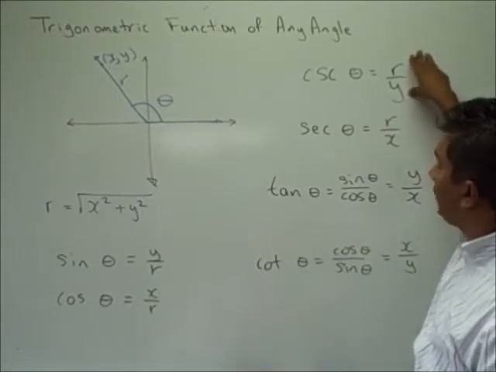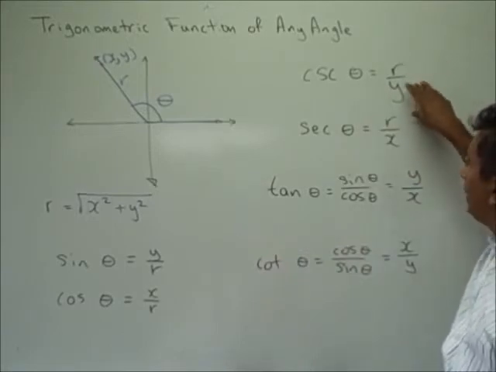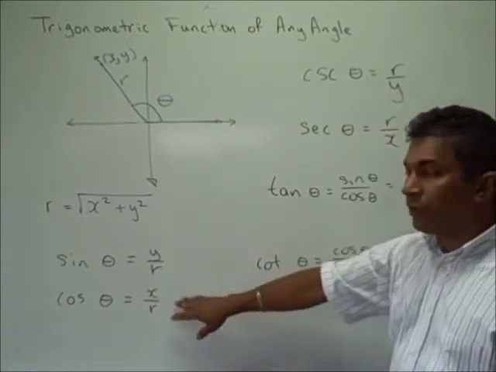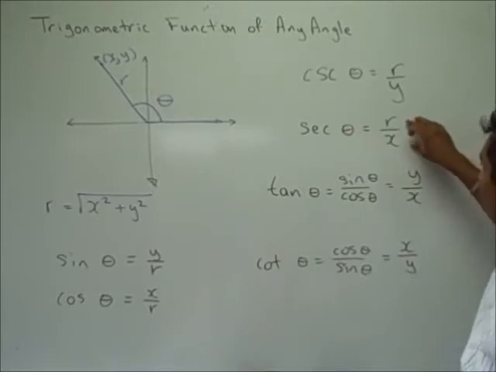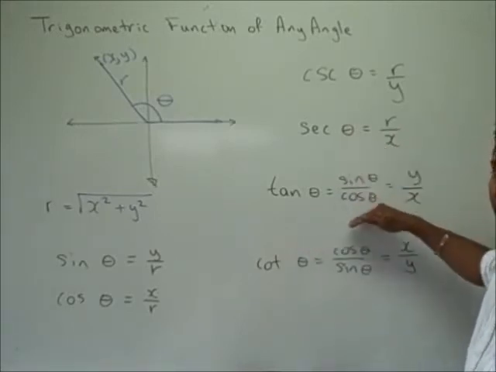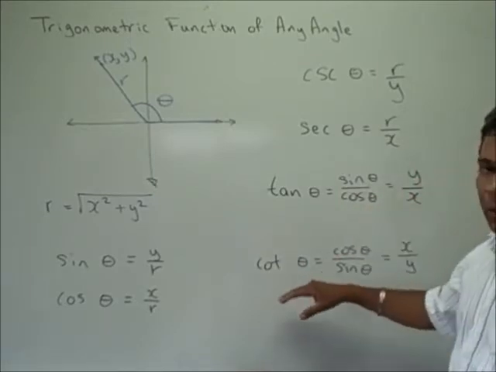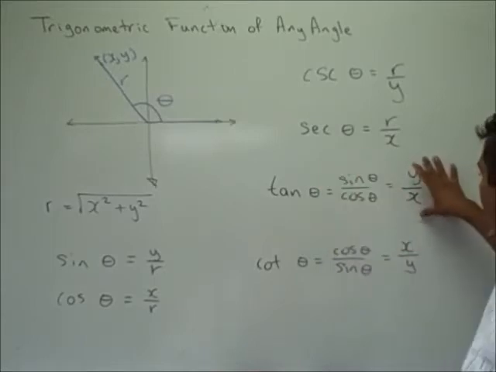Cosecant of theta is equal to the inverse of sine, so this becomes r over y. Secant of theta is the inverse of cosine theta, so this is r over x. Tan is sine theta divided by cosine theta. This reduces to y over x. And cotangent theta is the inverse of tan theta, so this becomes x over y.